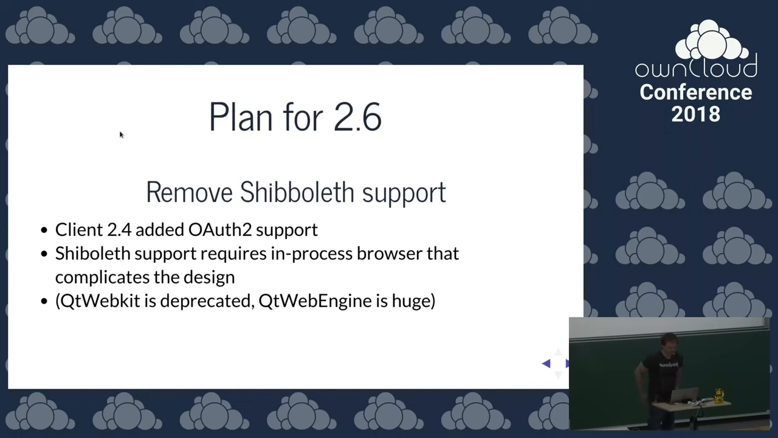In 2.6, we also plan to remove shibboleth support. Shibboleth is now deprecated, and we should use OAuth 2 instead, or OpenID Connect, or something like that. The problem with shibboleth is that it requires a browser within the client. The design of shibboleth was not really for client authentication; it was more for web things. Having a browser in the client is a huge thing, so we're happy to get rid of that. The difference is that OAuth 2 calls the native browser of the user. Yep.